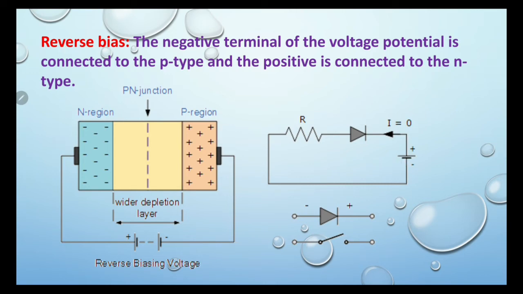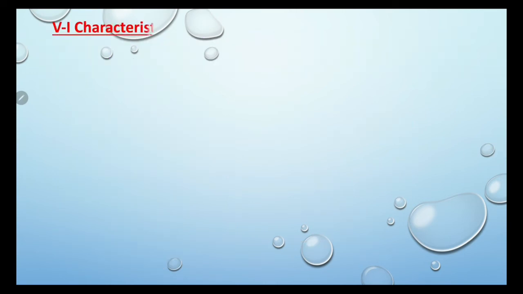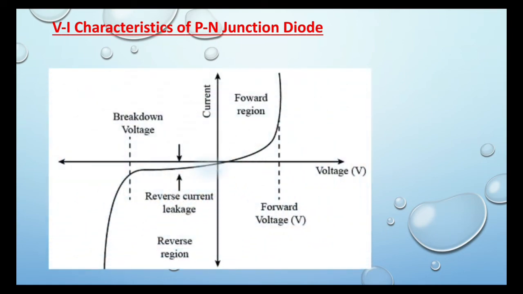Now we will discuss something very important for your upcoming semester examination: the VI characteristic of the PN junction diode, the forward and reverse bias characteristics. If we discuss the forward biasing, the right-hand side of the graph is the forward biasing, and this is the reverse biasing of the graph.